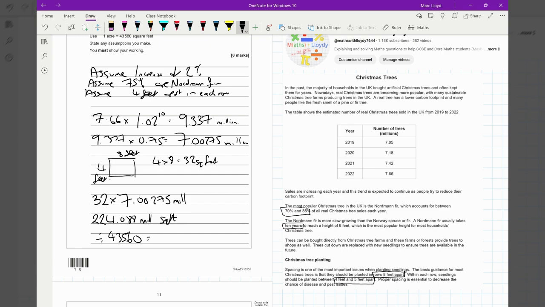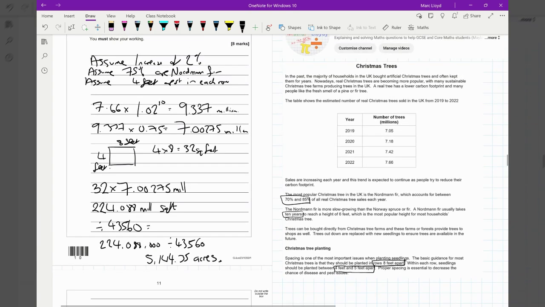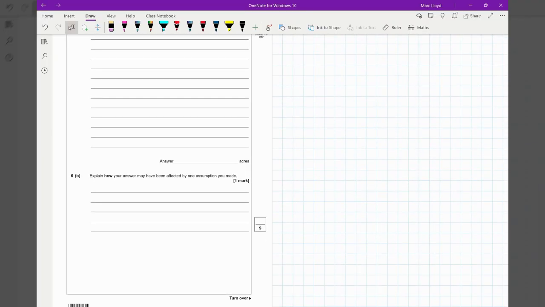I'm going to change this calculation. So it's 224,088,000, and that's going to be divided by 43560, just because the numbers were not going into my mind. Cool, that's better. So that gives me 5,144.35 acres. And we're done. So it's got the proper spacing, we've worked out all the numbers, and that is a big 8 marker.